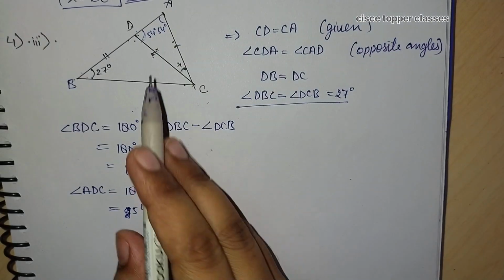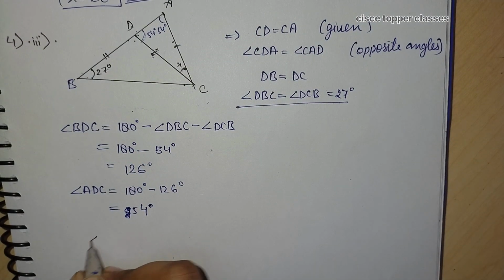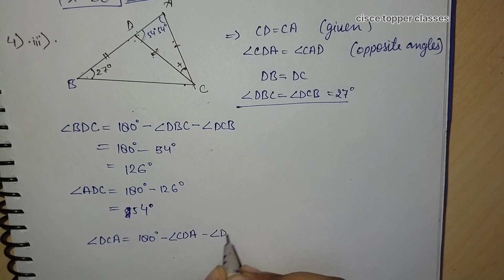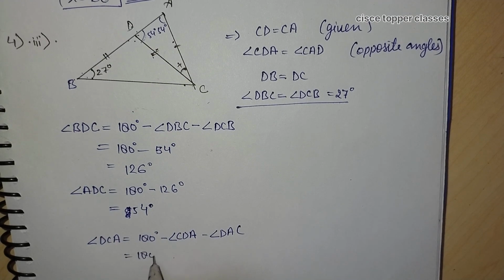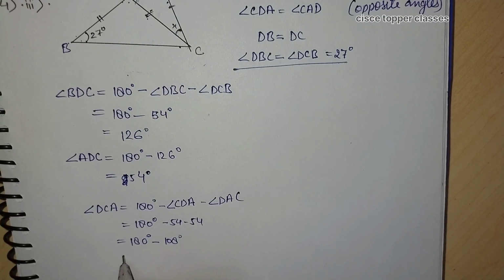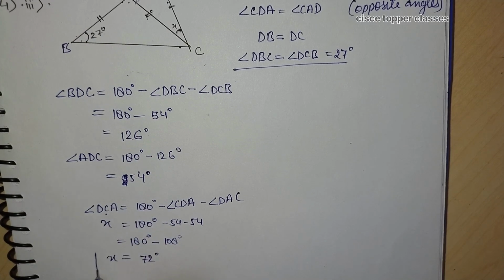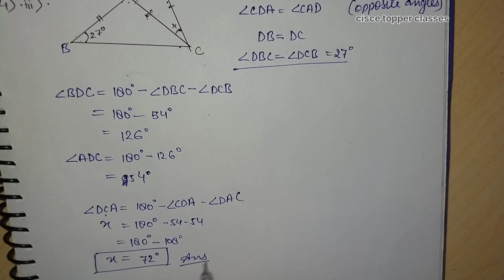So now we can write angle DCA is equal to 180 degree minus angle CDA minus angle DAC, which will be 180 degree minus 54 and here minus 54. So it will be 180 degree minus 108 degree. On subtracting this part, we will get 72 degrees. So the final answer, this is only the value of x here. So x is equal to 72 degree from here. So this is the answer in the third part.